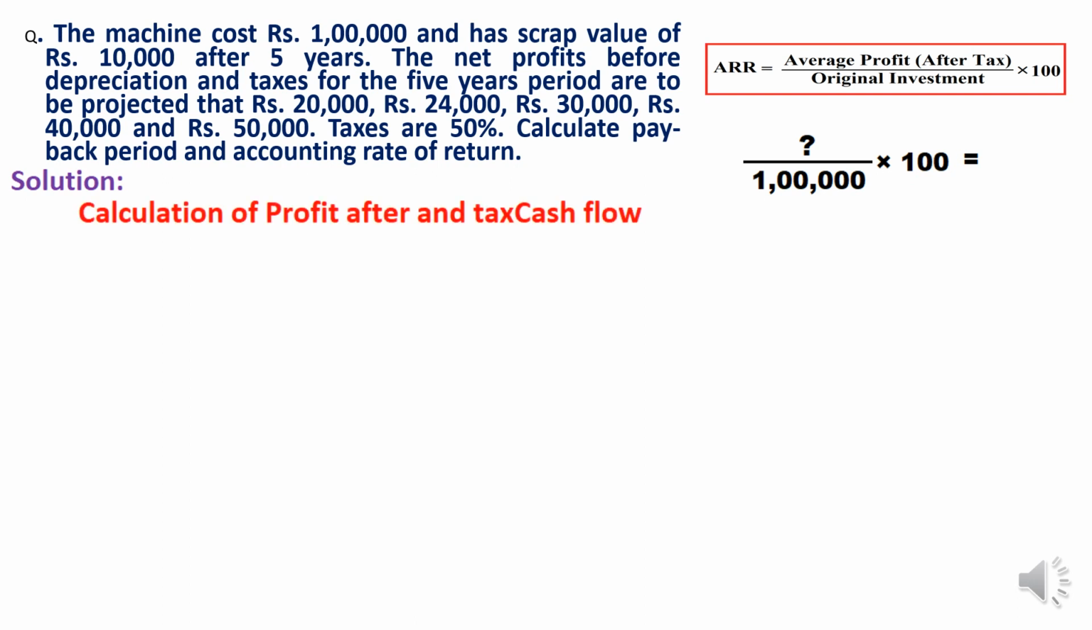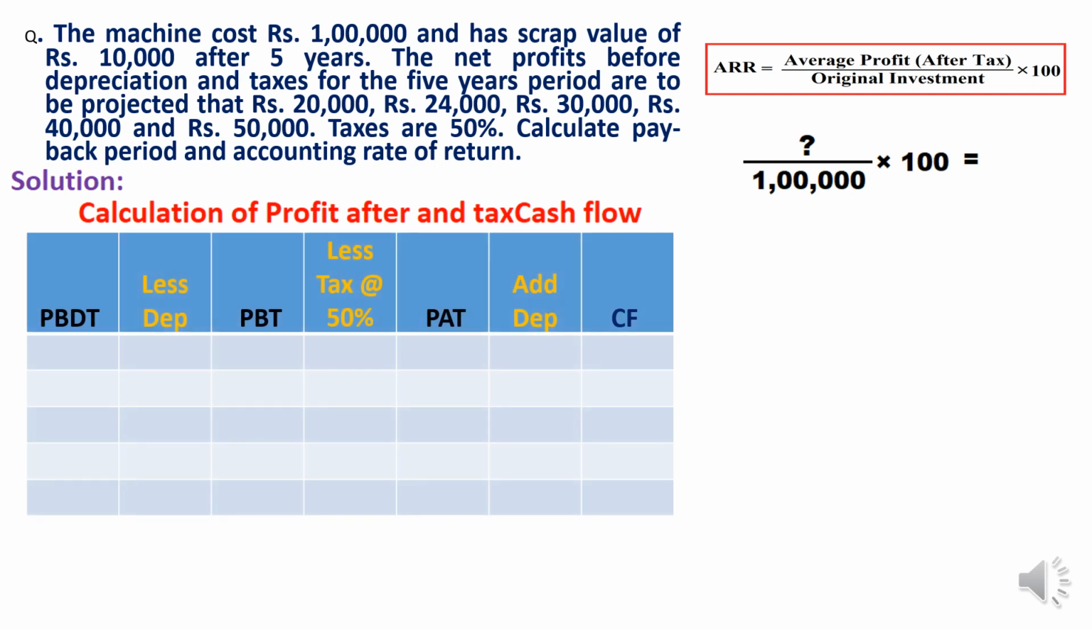For this, we have to come to the calculation of profit after tax and cash flow. Both I am calculating here in one table only, since we have to calculate the payback period here too. Both we are asked to calculate. So how to calculate profit after tax and cash flow, that I am showing here. First we'll take the profit before depreciation and tax, that we have already been given: first year 20, second year 24, third year 30, fourth year 40 and 50, and so on.